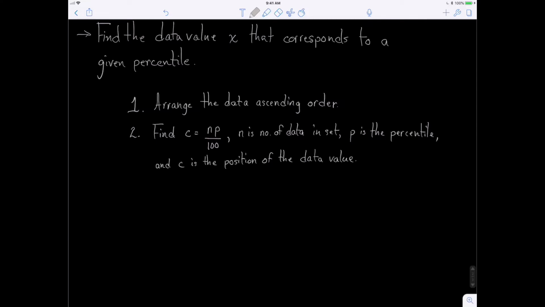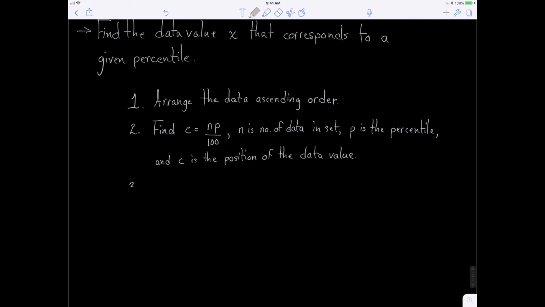Now, here's where we have an option. Step 3, we'll call it 3A. 3A says that if C is not a whole number, round up. Choose the x in the C position.